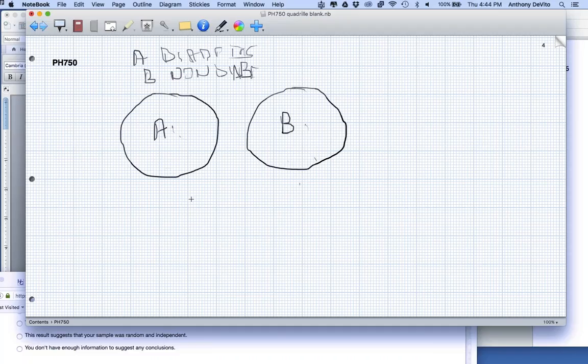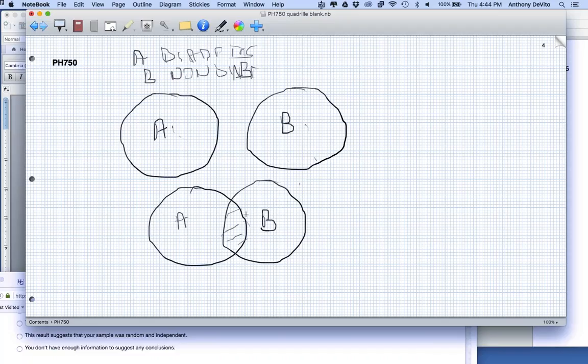Okay? Well, now let's represent a different population and a different variable. Except this time, population A and population B overlap. So they're not exclusive. You could have people that are both. Now, give me an example. What could A be? What could B be? How about A is diabetic and B is left-handed? You could have people that are left-handed and diabetic, and they're represented in here.